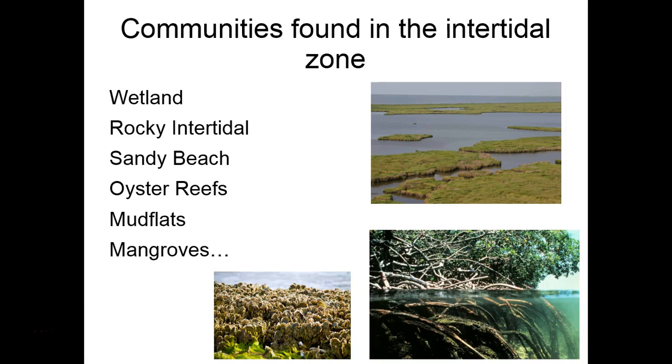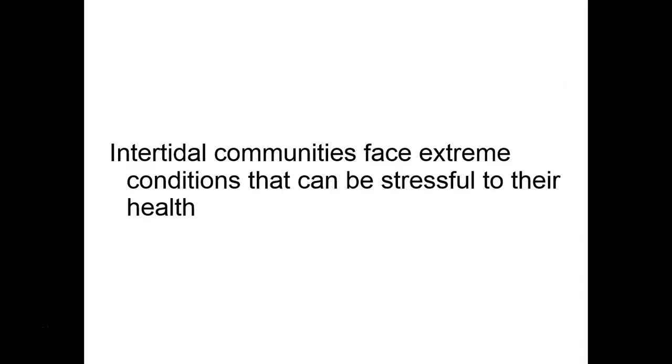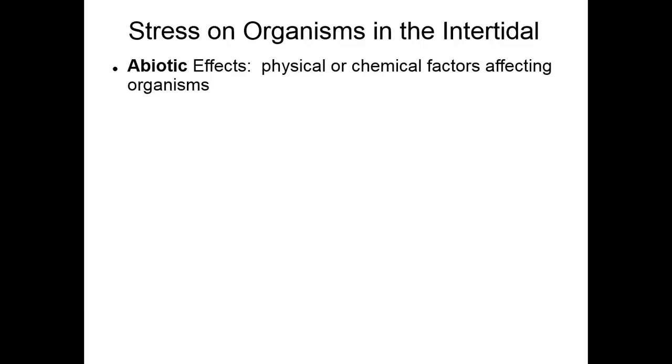So communities that are found in the intertidal zone that we have terms for include wetlands, the rocky intertidal zone, sandy beaches, oyster reefs, mudflats, mangroves. These are all examples of intertidal zone. All right, so like we've talked about a little bit already, intertidal communities face extreme conditions that can be stressful to their health. And these conditions can be broken down into two categories.